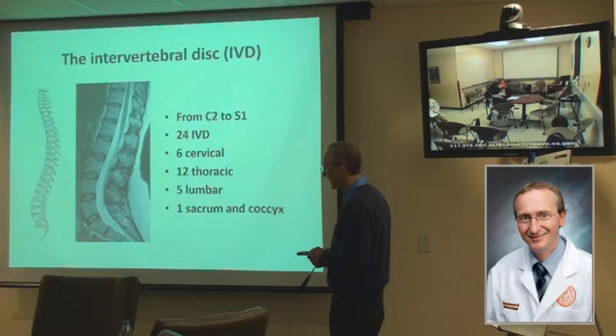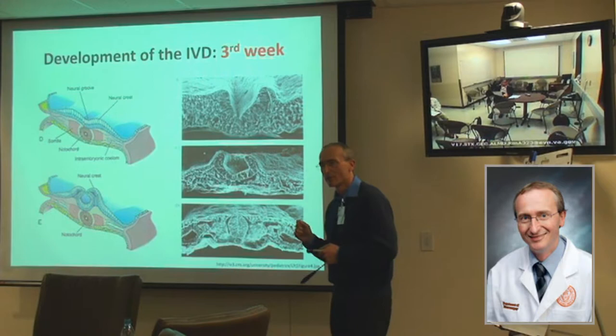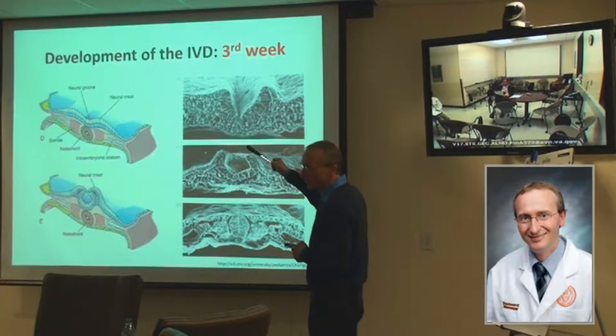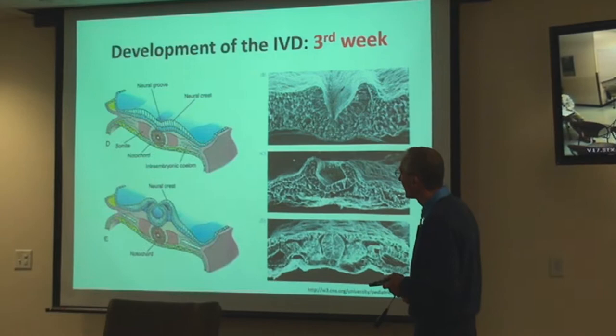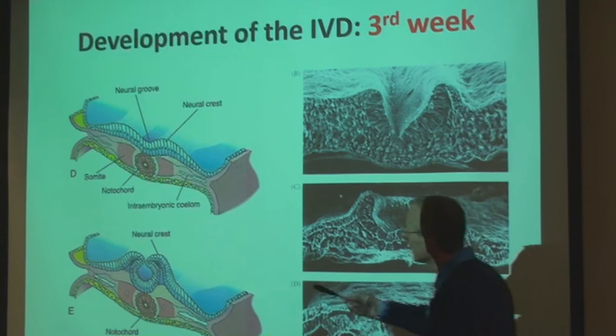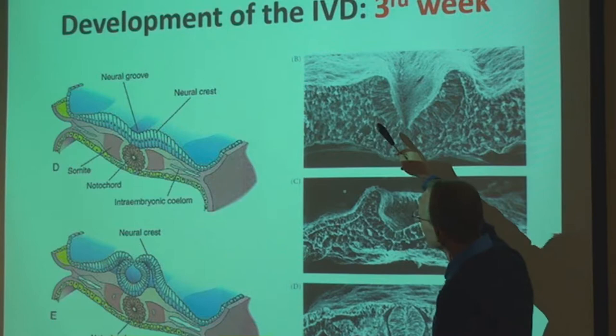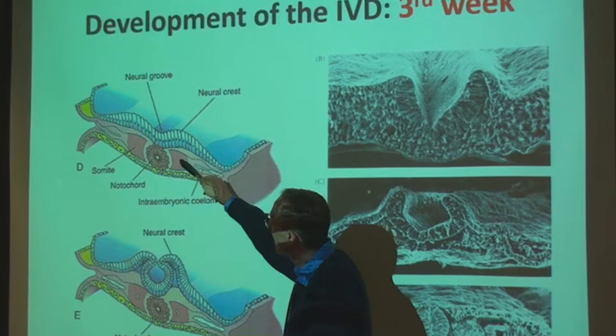The development of the intervertebral disc starts very early. Like most of our organs, it starts at the 3rd week of fetal life. I would like to show you on these pictures one important structure. And the structure is here. It's called the paraxial mesoderm. So you see that the paraxial mesoderm is located just next to the notochord.